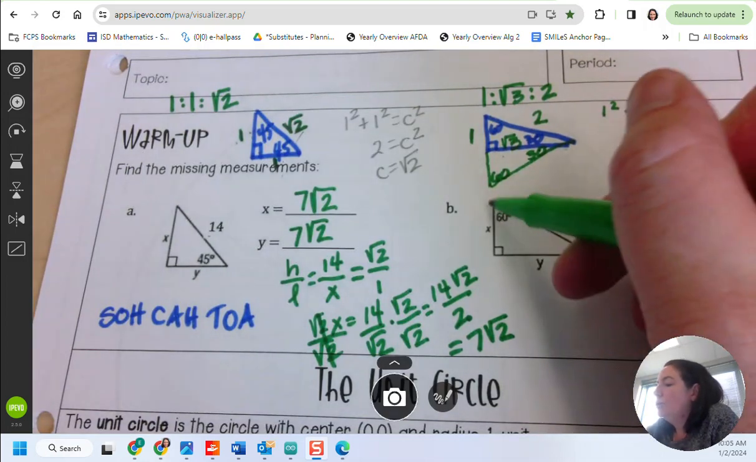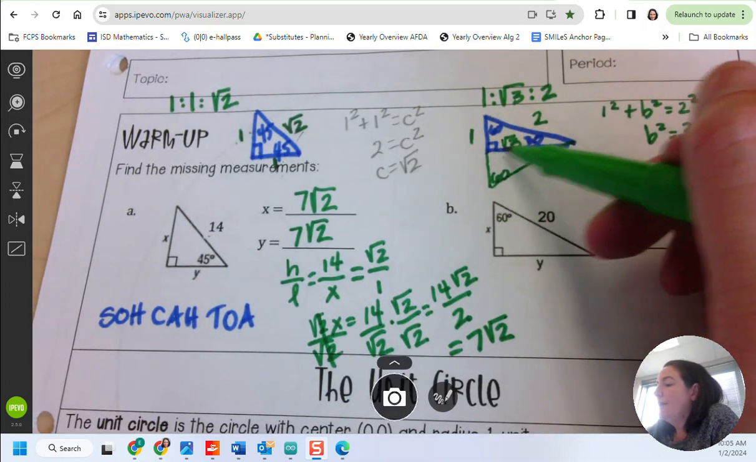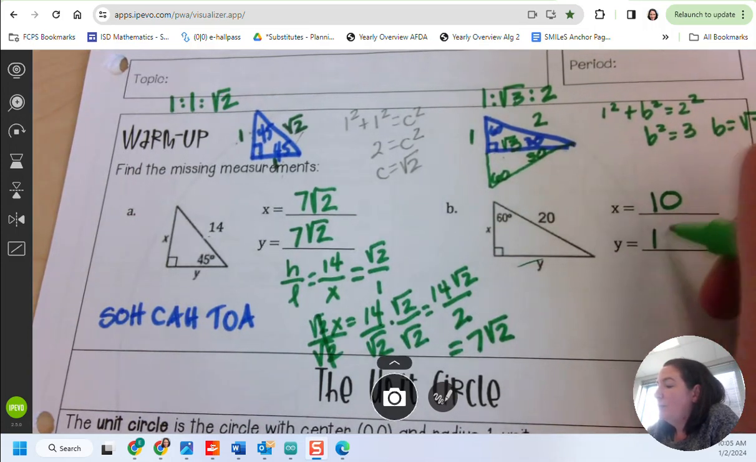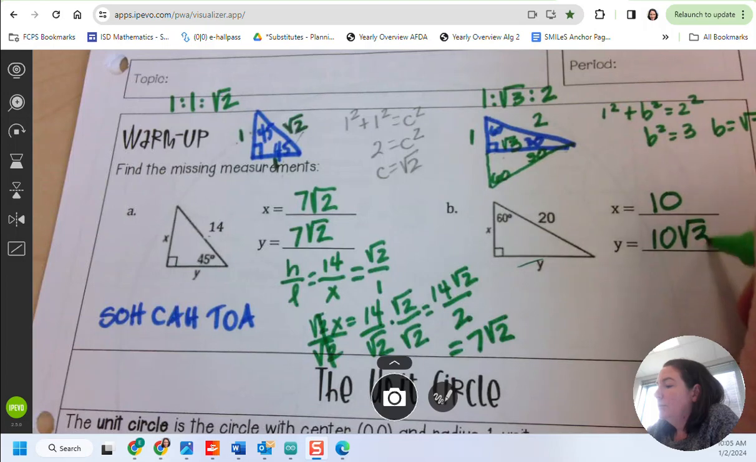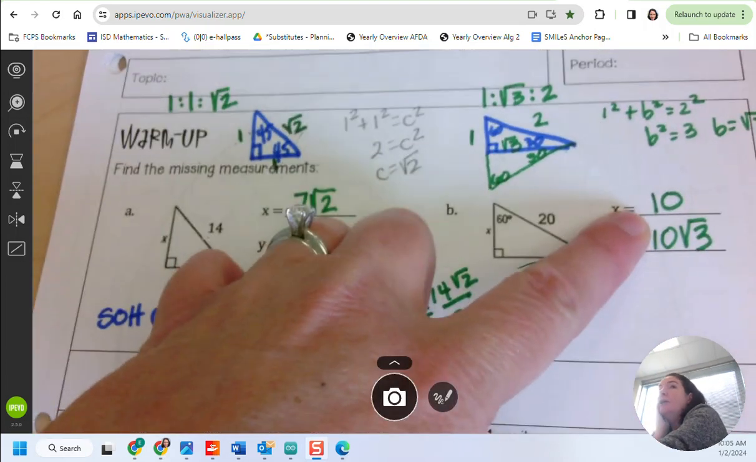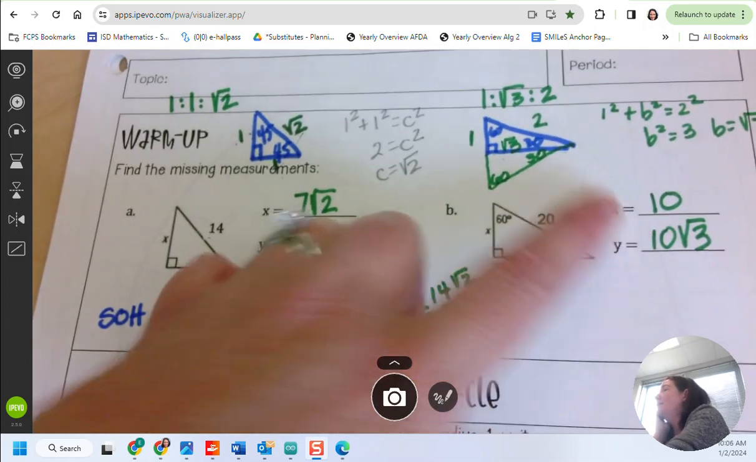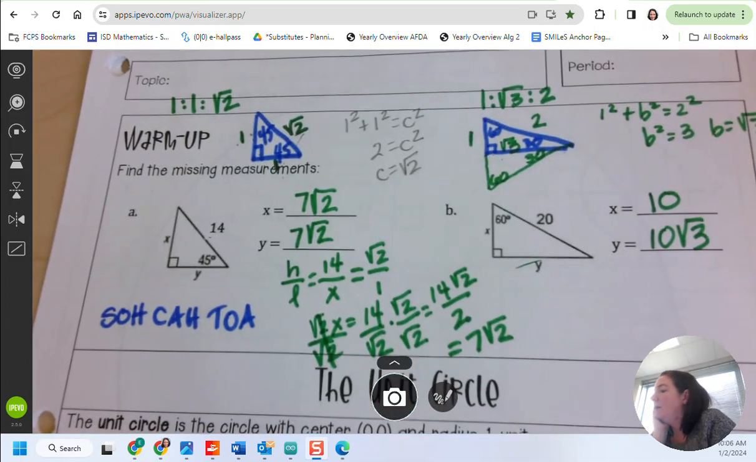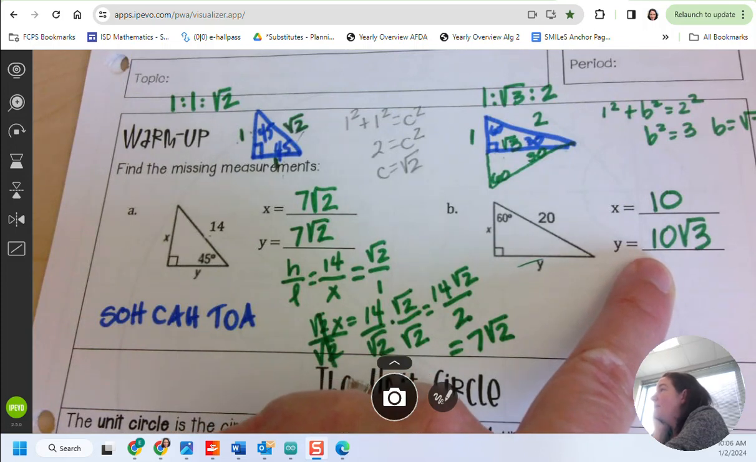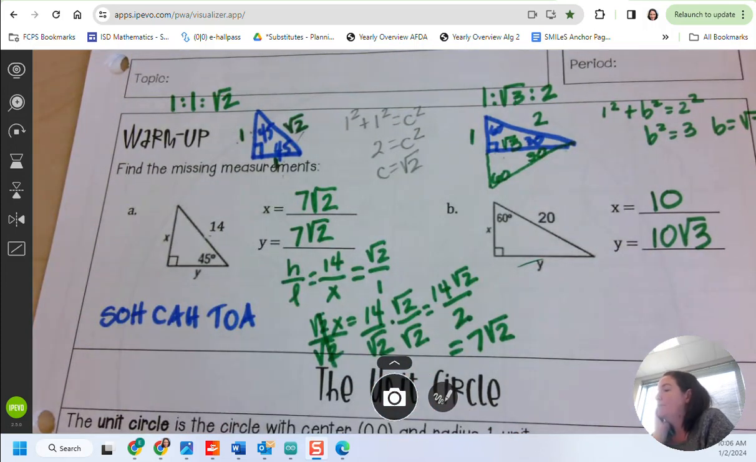And then if you know your short leg, you just have to multiply that by root 3 to find your long leg. So then your long leg would be 10 root 3. And again, you should have gotten pretty close to 10 with SOHCAHTOA. Again, you might have a small rounding error. And then for the y, if you type 10 root 3 in, it should give you the same thing that you got for your answer. Does anybody have a question on those?